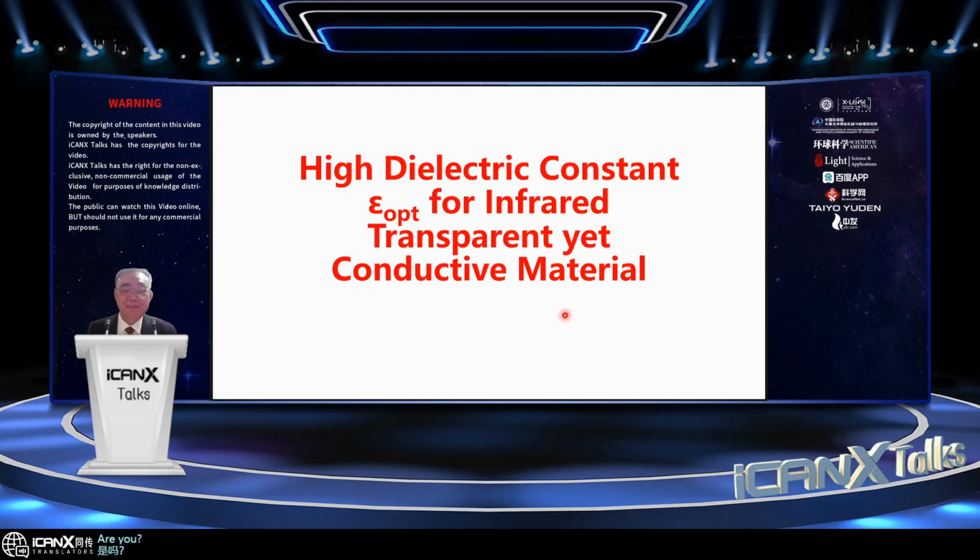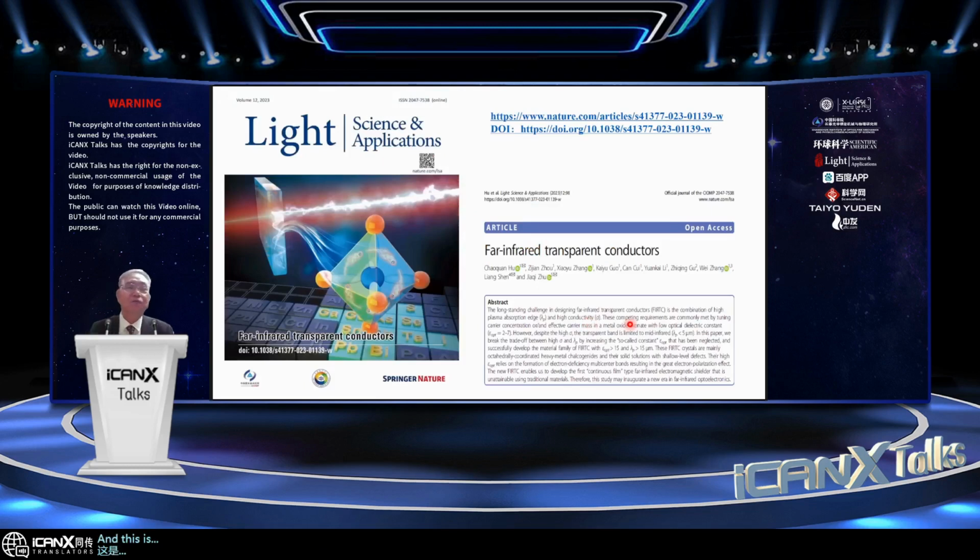We have a great team. They have a very ingenious way of solving this problem by using a high dielectric constant. Making this dielectric constant high will give you infrared transparency together with conductivity. This work was published last year in Light, and was used as a cover article. It's called Far Infrared Transparent Conductors.